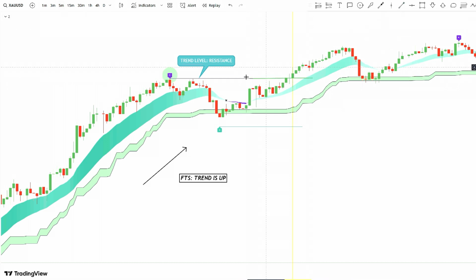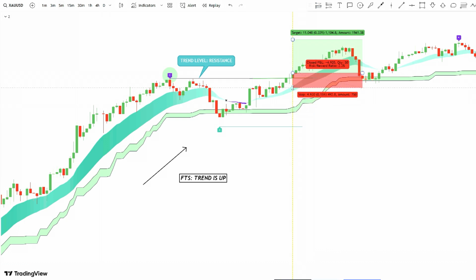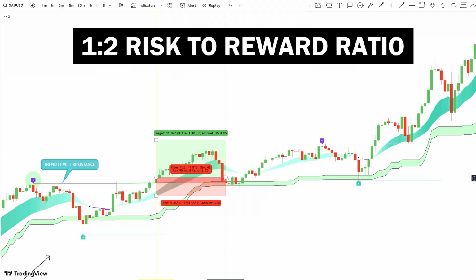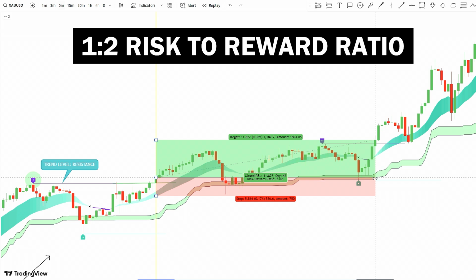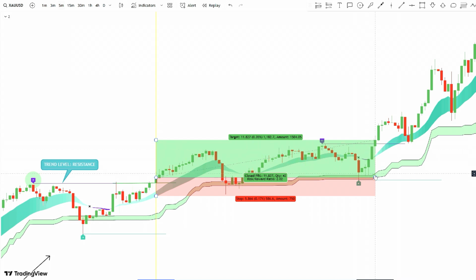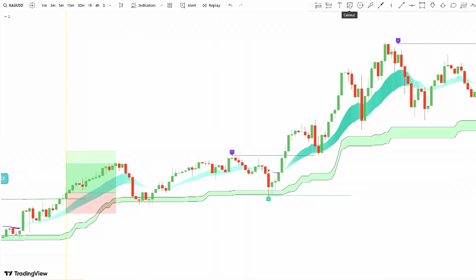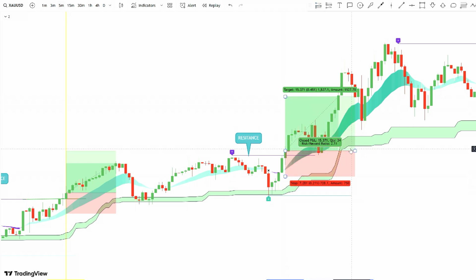Why is this such a good spot? Because that breakout confirms the upward momentum is still strong and likely to continue, especially after a small pause. When you jump in here, you're aiming for big wins compared to small risks, like a 1 to 2 risk to reward ratio or even more sometimes. Look at this one, green band, price breaks above the resistance level. Yeah, that's another entry, and look, profitable.